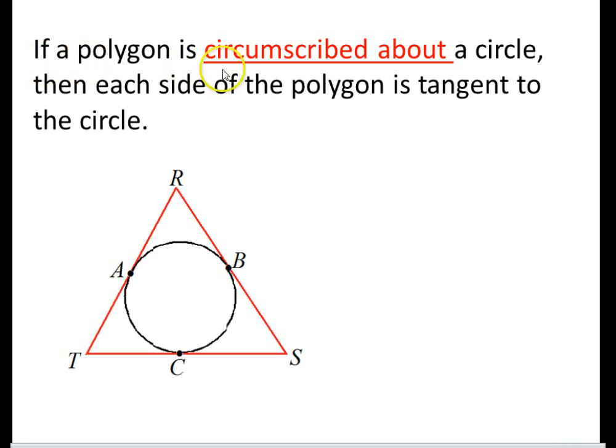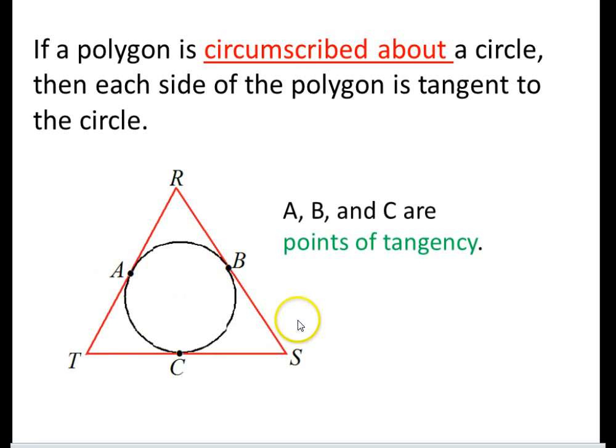If a polygon is circumscribed about a circle, then each side of the polygon is tangent to the circle. So this red triangle, triangle TRS, is circumscribed about this circle in the middle, and the points A, B, and C are points of tangency.